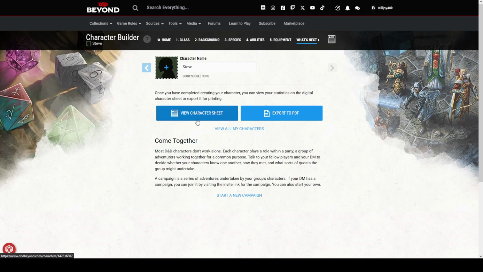Now we have our character sheet. You can do 2 things. You can export it to PDF. Some websites will let you re-import that PDF into their website to integrate your character into their system. And then you can go to view character sheet.